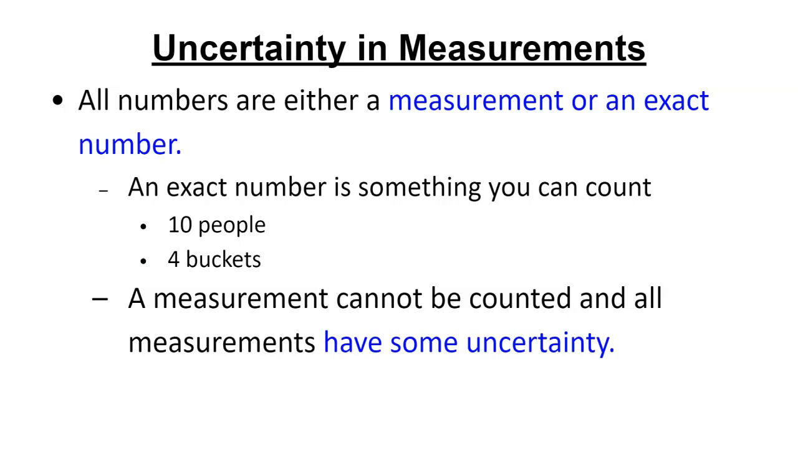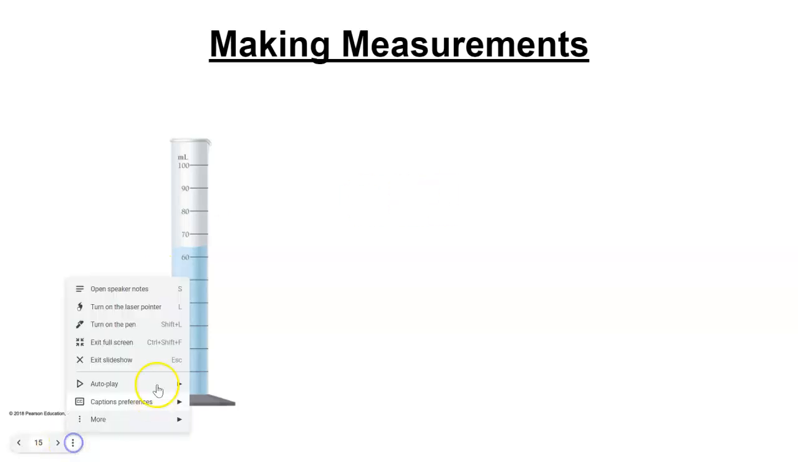A measurement, however, has some uncertainty. What do I mean by that? Well, imagine this graduated cylinder, okay? And in this graduated cylinder, I can tell pretty quickly that there's between 60 and 70 milliliters of water. However, is there 65 milliliters of water? Is there 64? That last digit is a little bit uncertain, okay? So I call that last digit here an estimate.